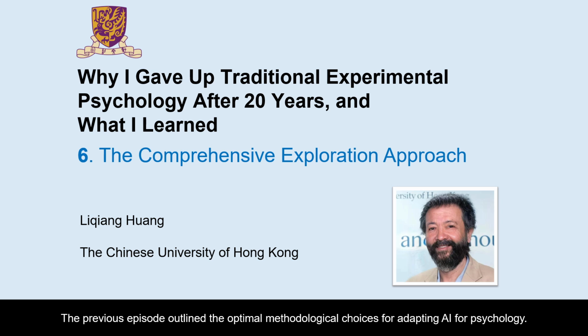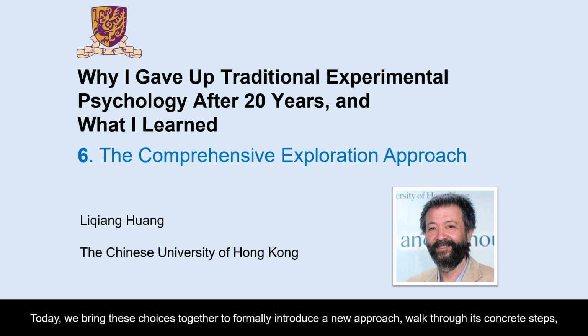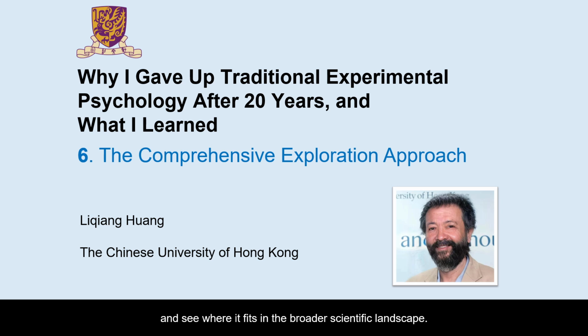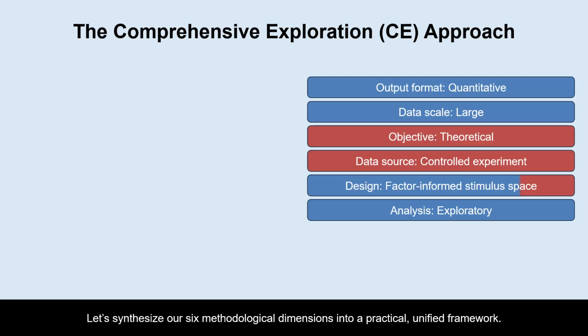The previous episode outlined the optimal methodological choices for adapting AI for psychology. Today, we bring these choices together to formally introduce a new approach, walk through its concrete steps, and see where it fits in the broader scientific landscape. Let's synthesize our 6 methodological dimensions into a practical, unified framework.